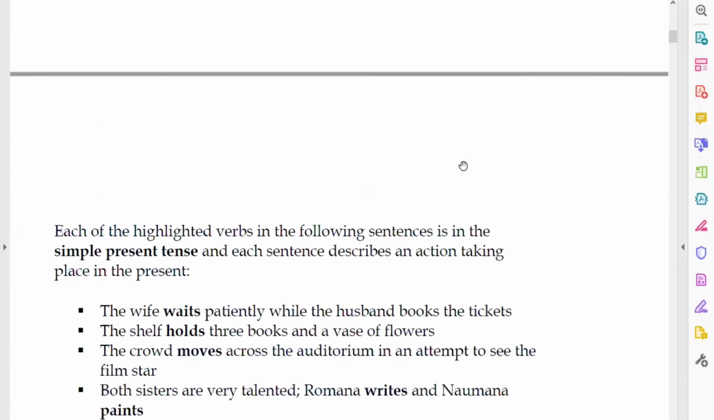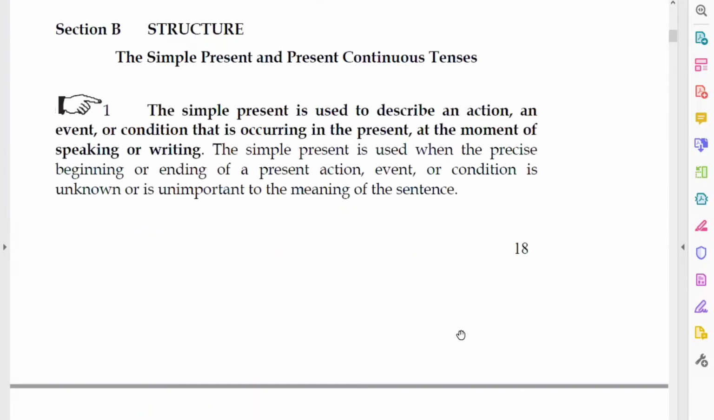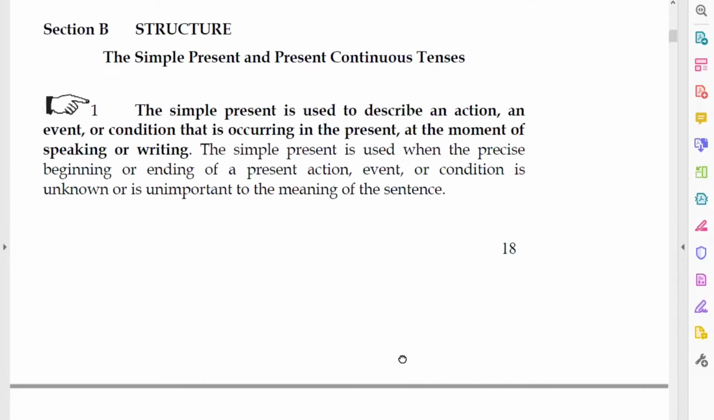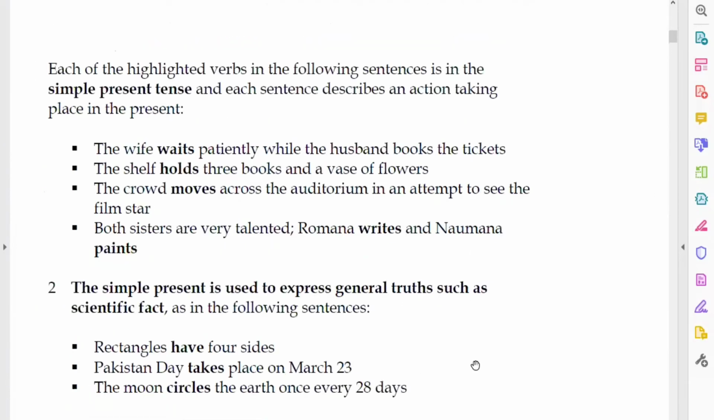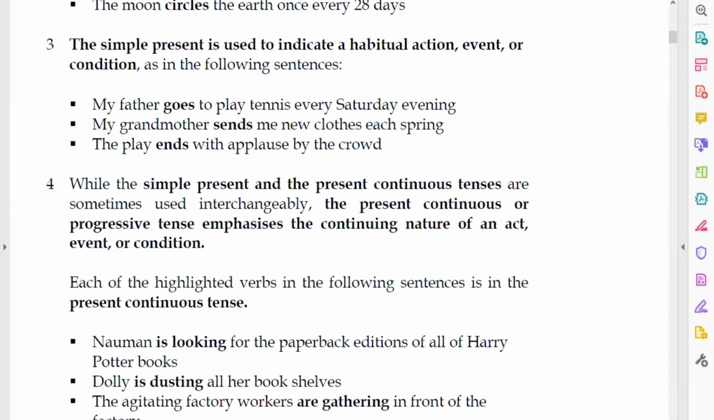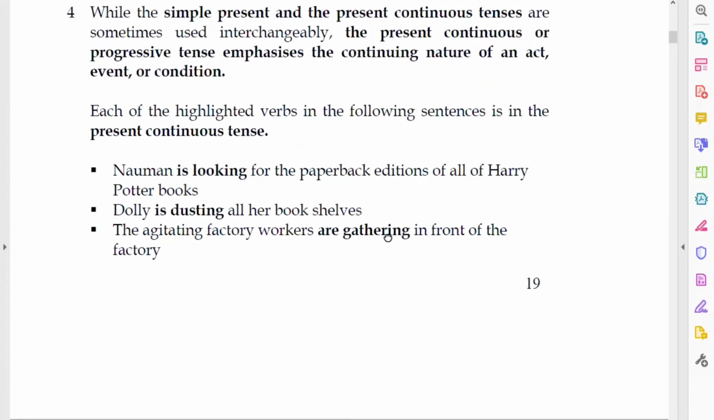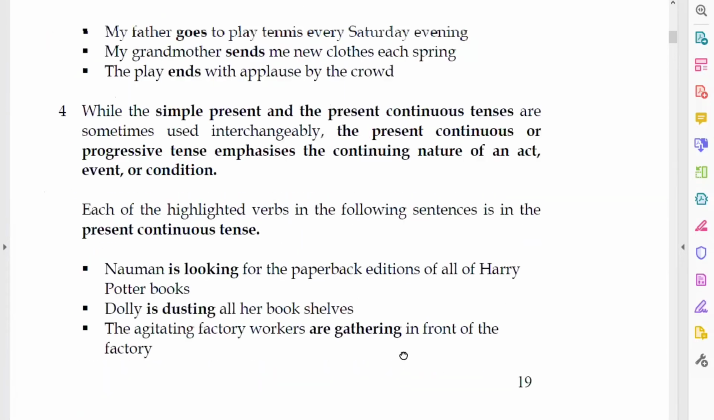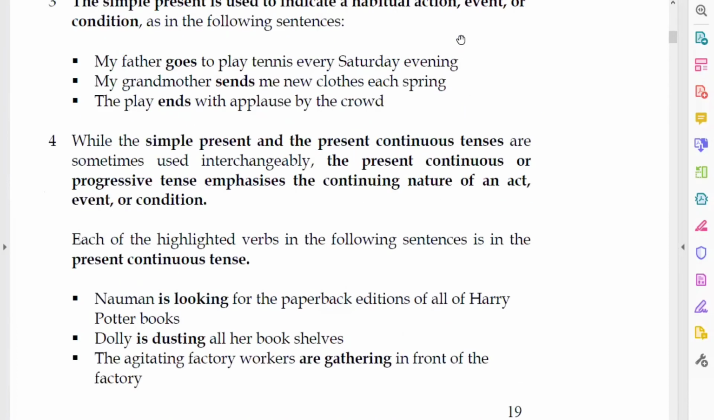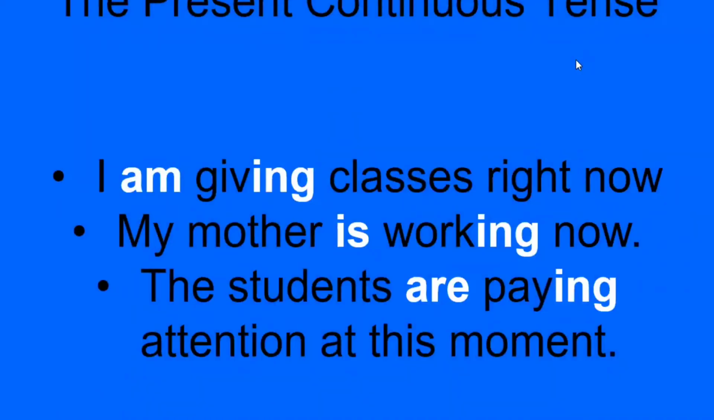Now we'll go back to the concept formulation of present continuous tense, and then we'll come back to this book to look at some examples. Right? Now, as you can see, I've highlighted the pertinent characteristics of present continuous tense.